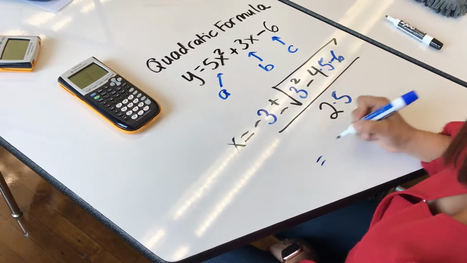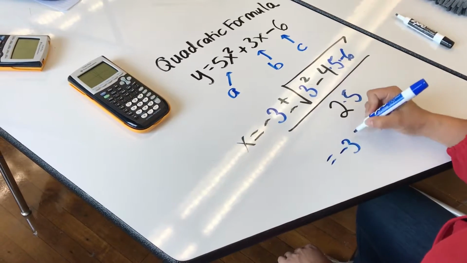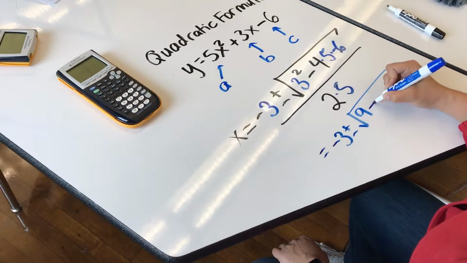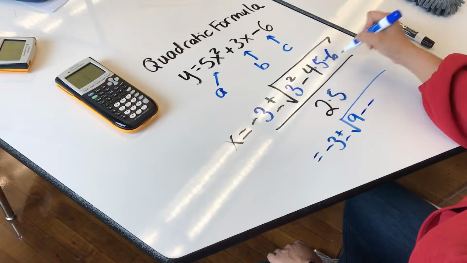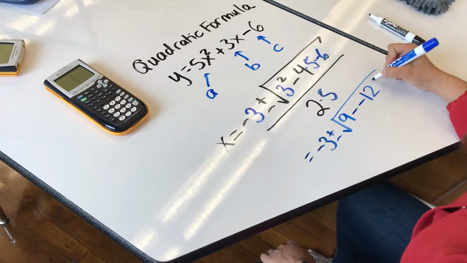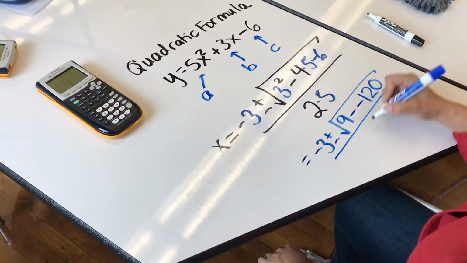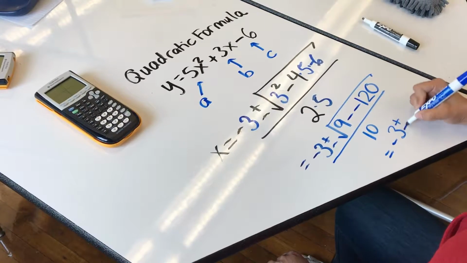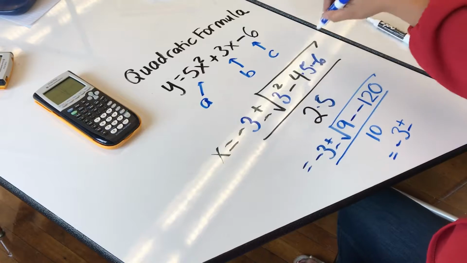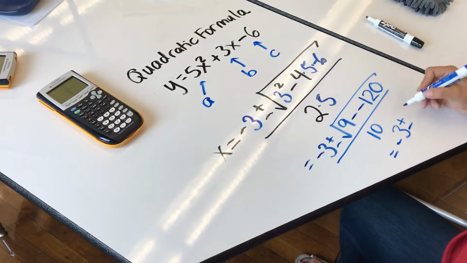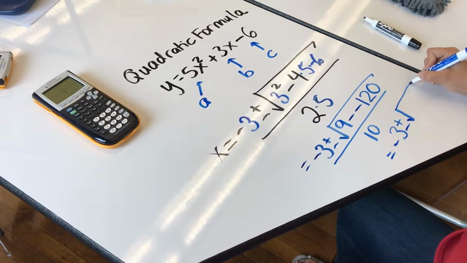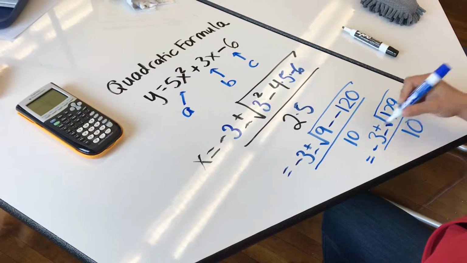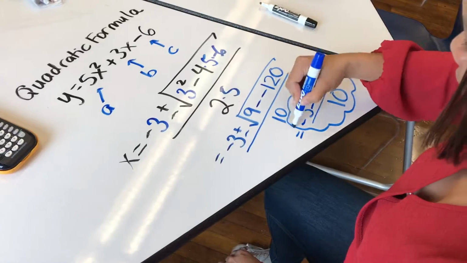And this is going to become negative 3 plus or minus the square root of 9 minus minus, and then 20 times 6 is 120, all over 10. And I recommend not putting this whole thing in the calculator at first because that's a lot of stuff and you can make errors with typing, and that's not the same as errors with math. This thing would be our final answer.